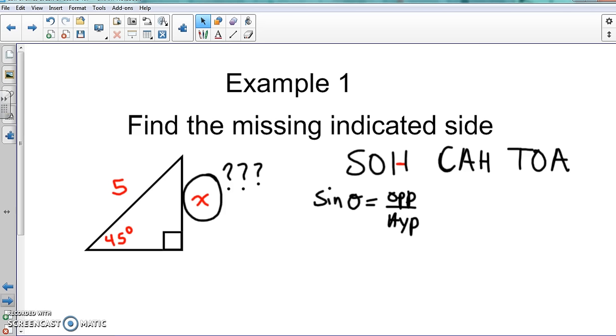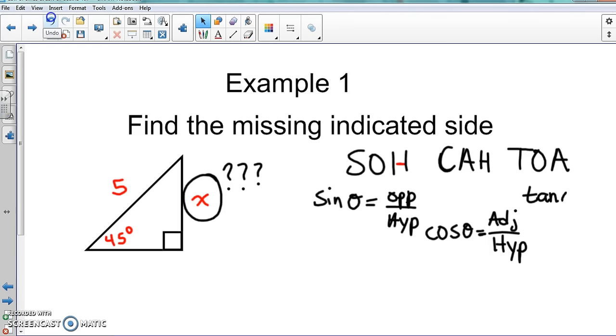If you already wrote this down in the warm up, you don't have to write it down again now. It's up to you. CAH is cosine equals adjacent over hypotenuse. And then tangent, we know, is just opposite over adjacent. We know that part.